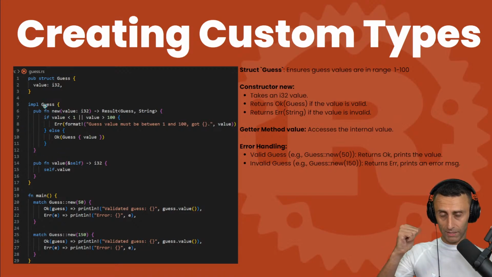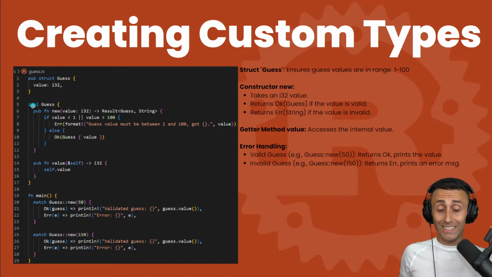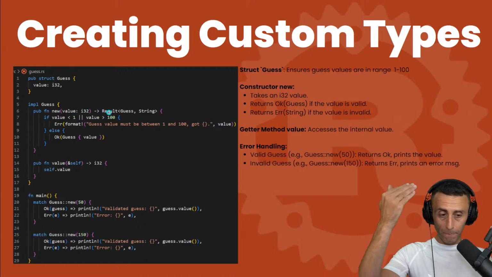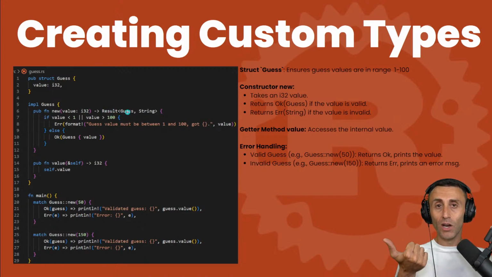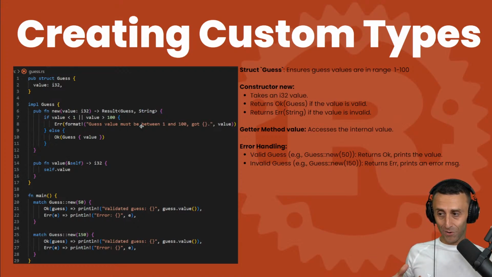If you want, there is a video about structs. So this is the implementation of methods for the guess struct. And basically on the constructor, we see here the new, we see that if the value is lower than 1 or bigger than 100, we return an error. And check the output of this function. This is a result which is a guess in case we get a number between 1 and 100, or a string. Why a string? Because we want to return the error type.